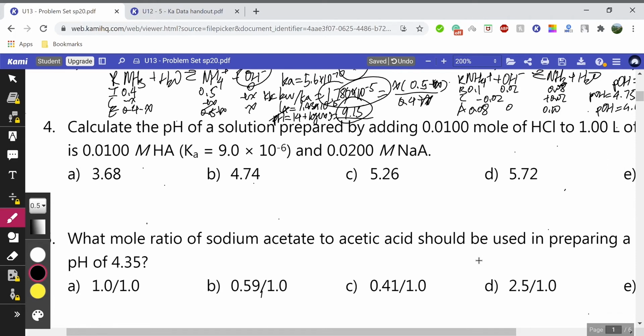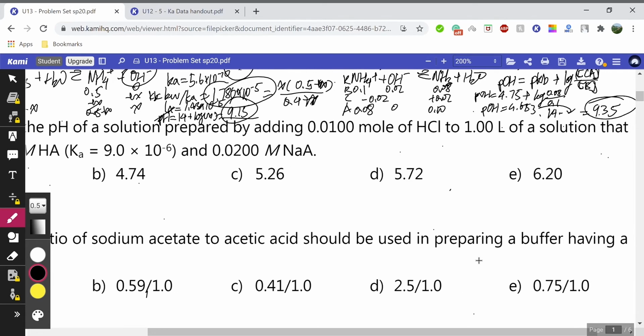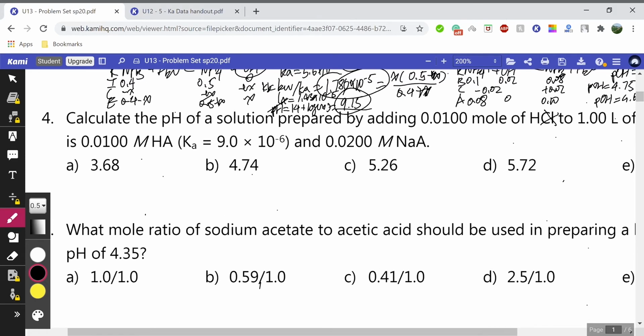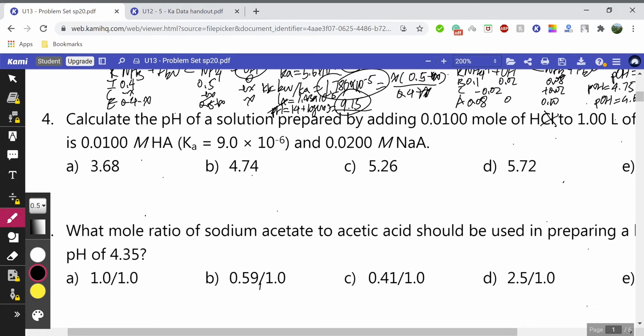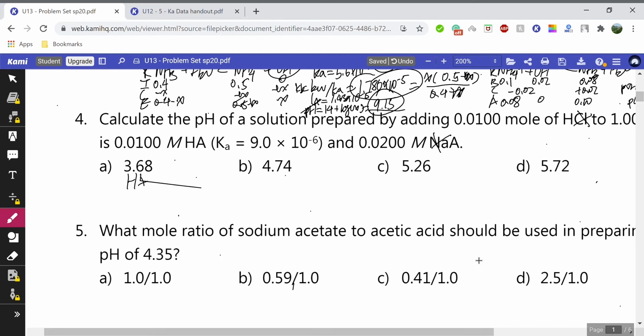Next, we have to calculate the pH of a solution prepared by adding 0.1 moles of HCl. Again, Cl is a weak conjugate base, so we can delete it. The solution is 0.1 molar HA and NaA. So Na, again, remove. Similar to the previous problem, we're first going to have HA plus H2O forming A minus plus H3O plus.